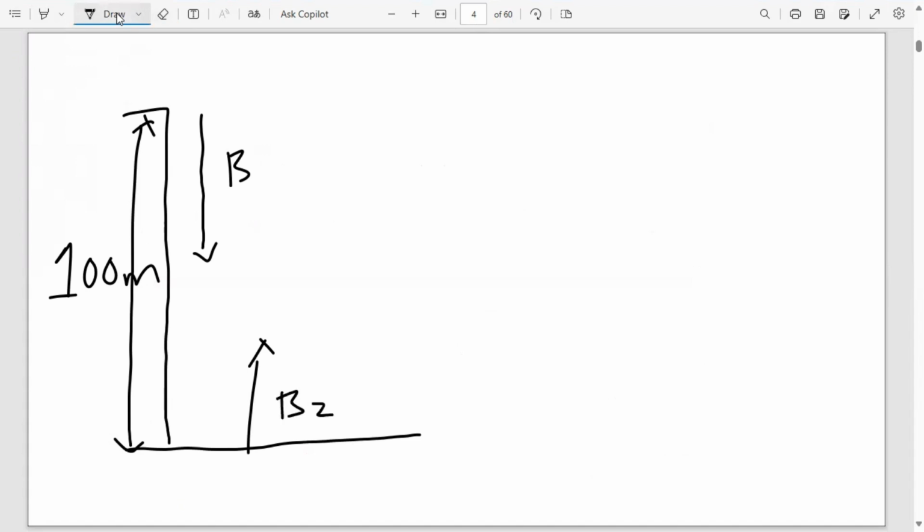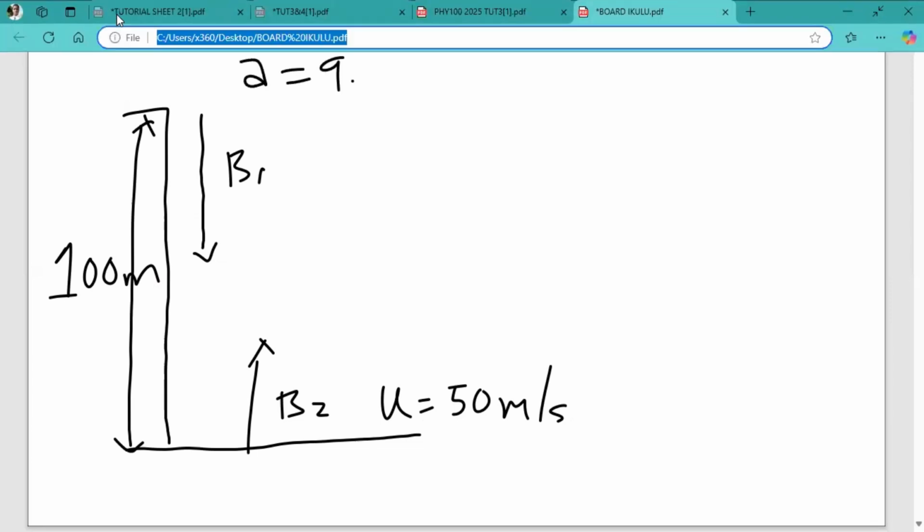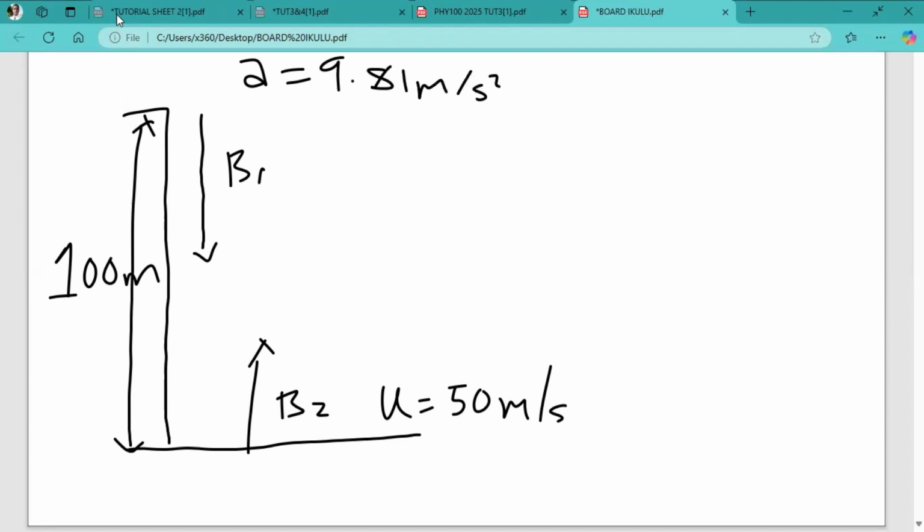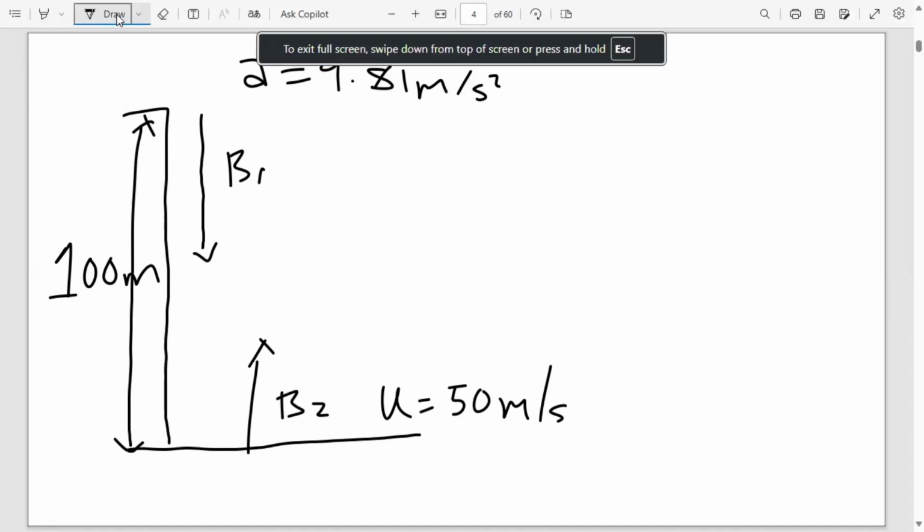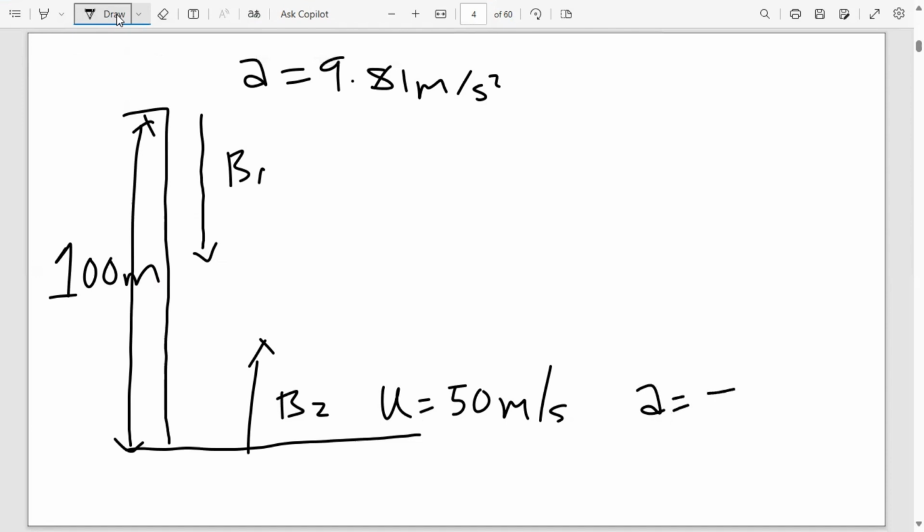So this is ball number 2. This one is ball number 1. Ball number 2 was thrown up with an initial velocity of 50 meters per second. And what else do we know? For this one, which is dropping, it is going to have an acceleration equal to 9.81 meters per second squared. Whilst this one, which is going up, is going to have an acceleration of negative 9.81 meters per second squared.